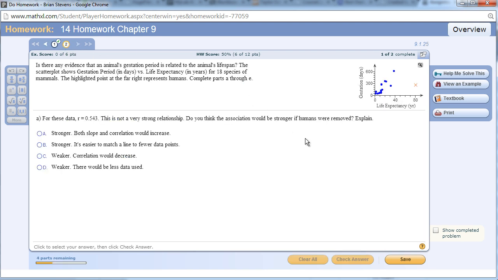Okay, so let's look at this problem right here. With this in mind, we need to describe what would happen if humans were removed. So humans are right here. And just think about it. Cover them up with your mouse. That looks better. Those blue points look like they follow a line that goes up sharper, and the blue points are more tightly clustered. So it would definitely be stronger.